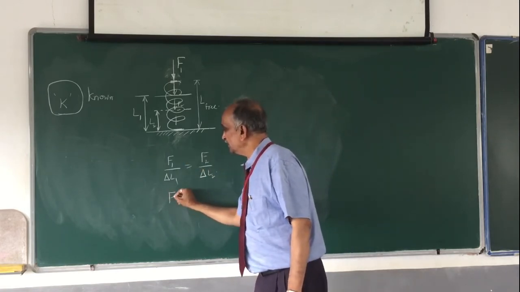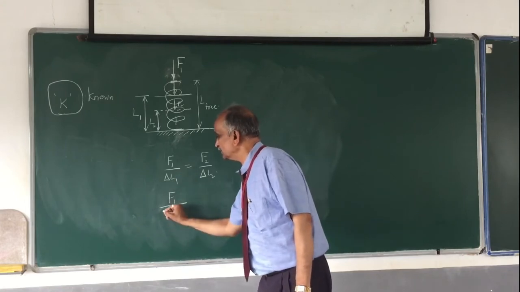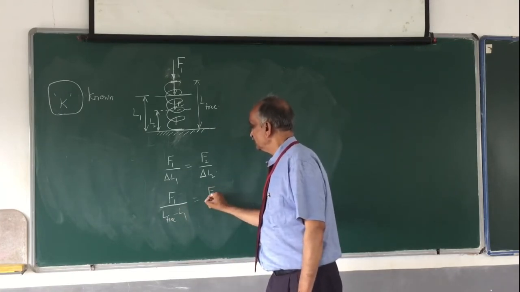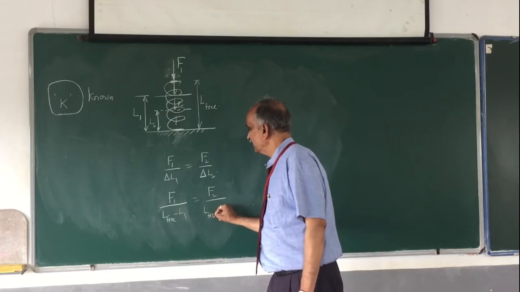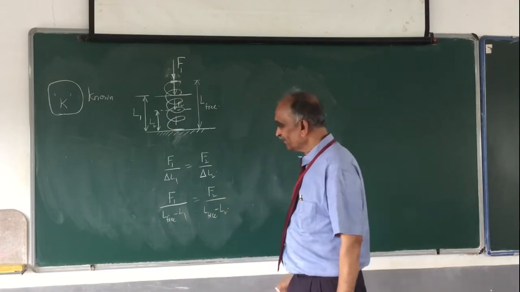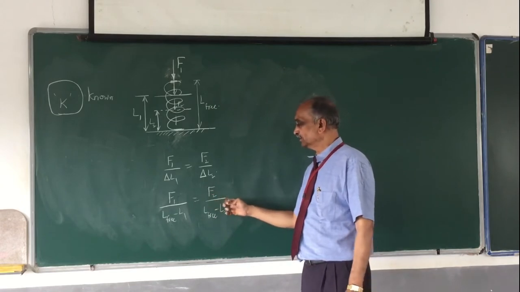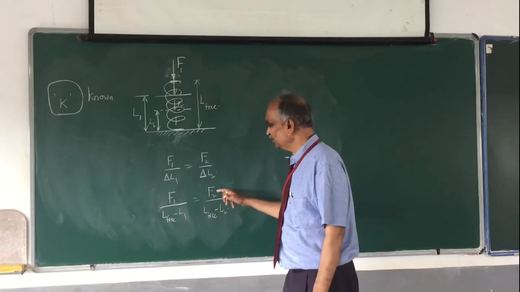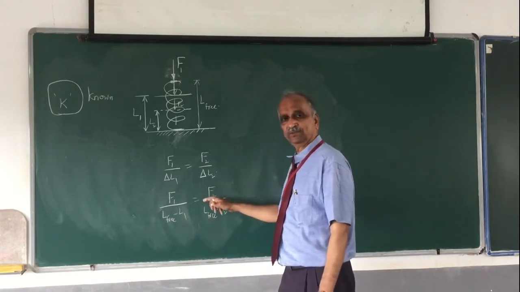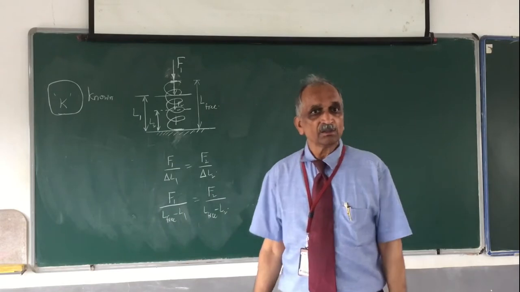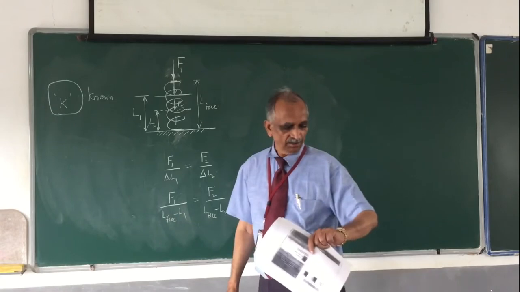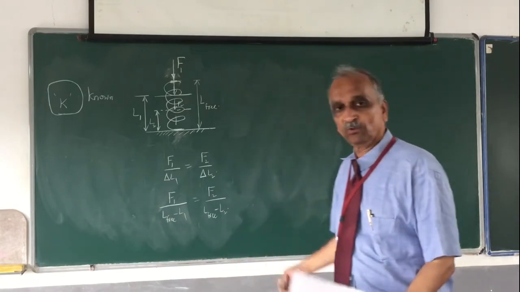So what is delta L1? F1 divided by delta L1 is nothing but F1 divided by free length minus L1. This is also equal to F2 divided by L free minus L2. So from this you can easily find out what is F2. Knowing F1, this is known and this also is known, and therefore you can easily find F2. Once you know F2, you can find F2 minus F1, and that is how you find out how much extra force is required.